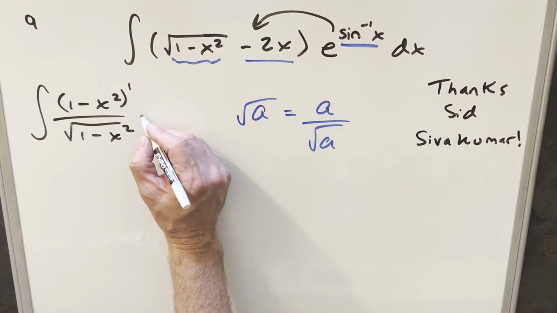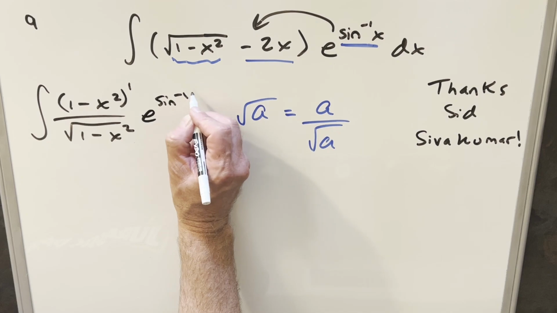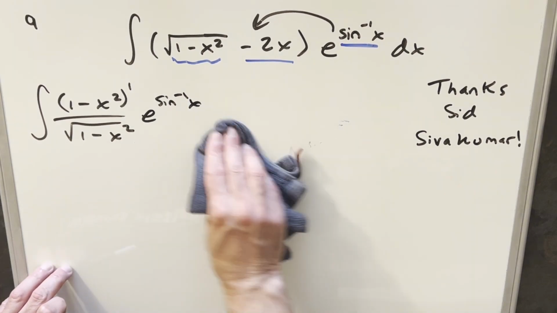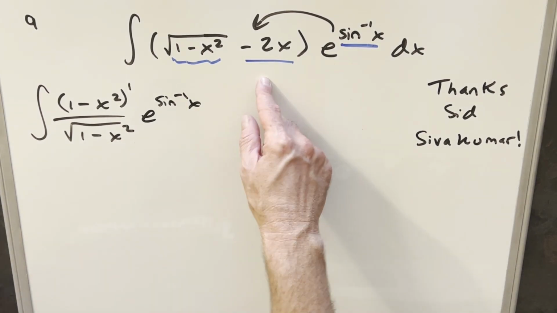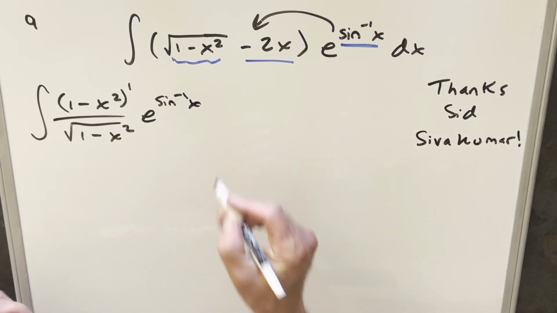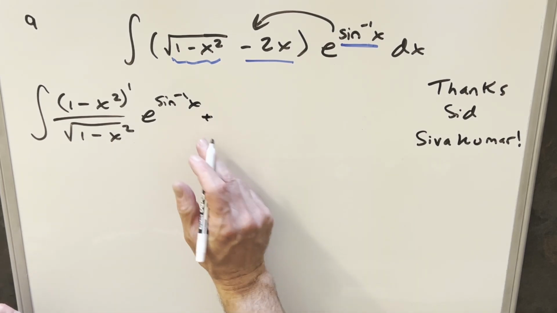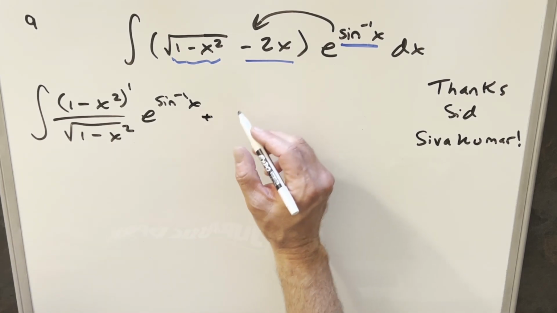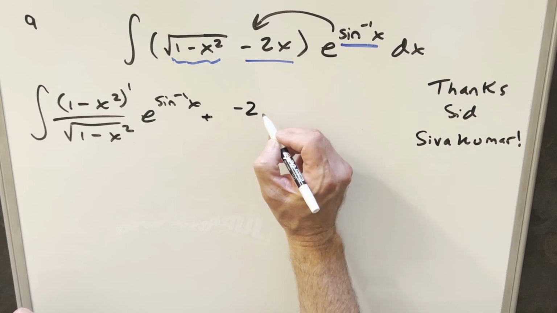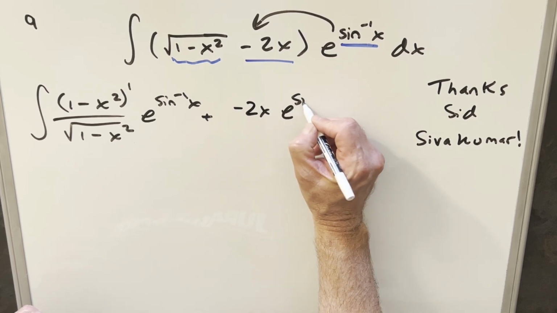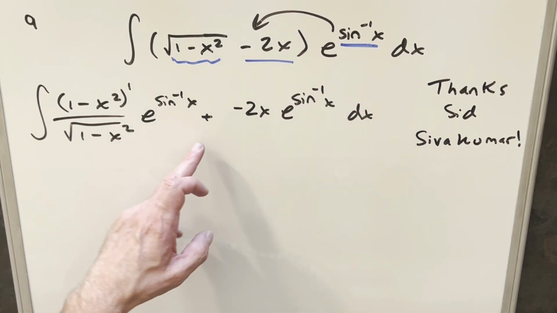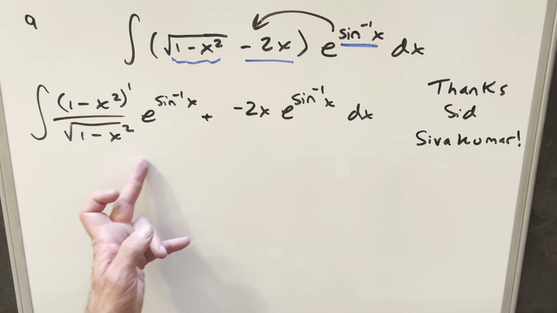And then distributing in this e to the arc sine of x, we'll have that here. And then for this second term, let me make a little bit of space. We're just going to have minus 2x e to the arc sine of x. But I'm just going to write it this way to show that we clearly have two terms that we're adding. And we'll write this as minus 2x e to the arc sine of x. Then writing it out this way, this whole thing is starting to look like the product rule.